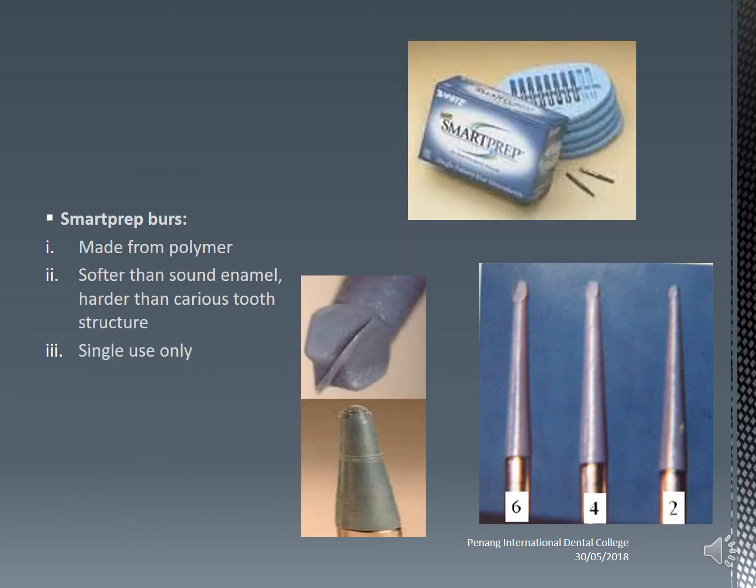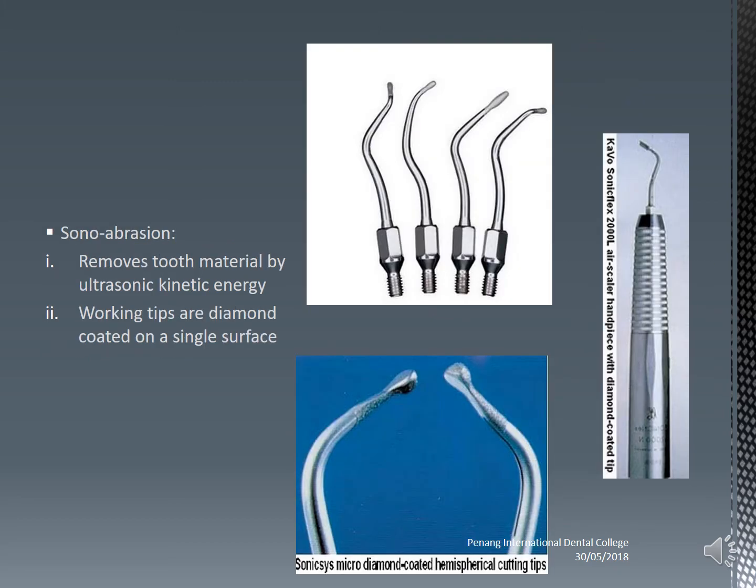Smart prep burs. These are experimental burs made from polymer. The advantage of this bur is that it is softer than sound enamel but harder than the carious tooth structure. So it removes only caries, and we can have a very conservative preparation and retain all the unaffected tooth structure. They are usually for single use only. You can also use these probe type tips to remove dental caries. At the end of these probe type tips, there is diamond impregnation, so it removes tooth material by ultrasonic kinetic energy. The working tips, as I said, are coated with diamond on a single surface to remove caries.